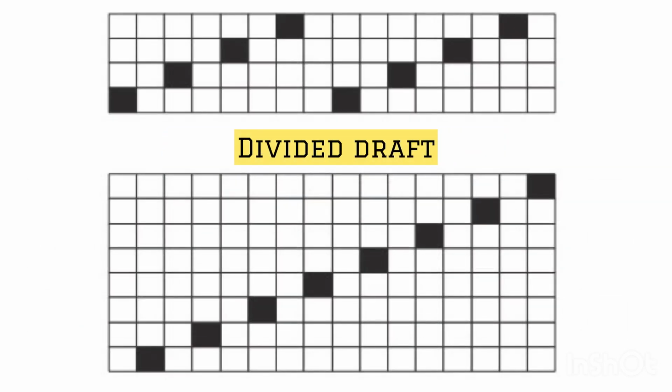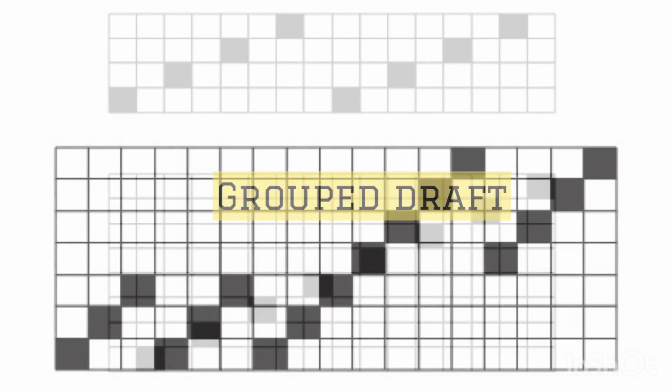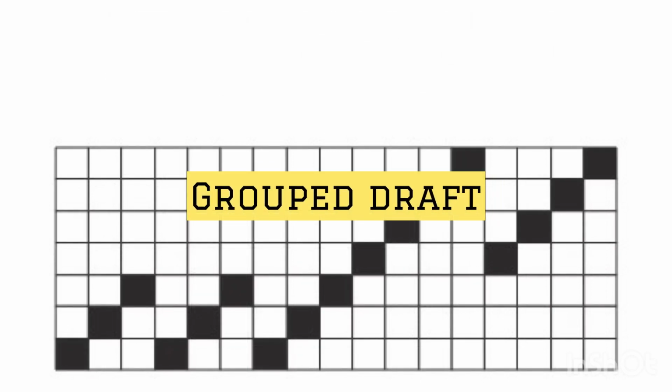Next one is divided draft. So in this draft, the heald shafts are divided into two or more groups. For every group, a suitable draft is selected. In pile weave, two or more sets of warp threads are used, so they require this type of draft. For example, the ground warp threads of warp pile fabric are passed through the front heald shafts and pile warp threads are passed through the back heald shafts. This draft is employed for derived weaves, double warp weaves, two ply weaves, etc.